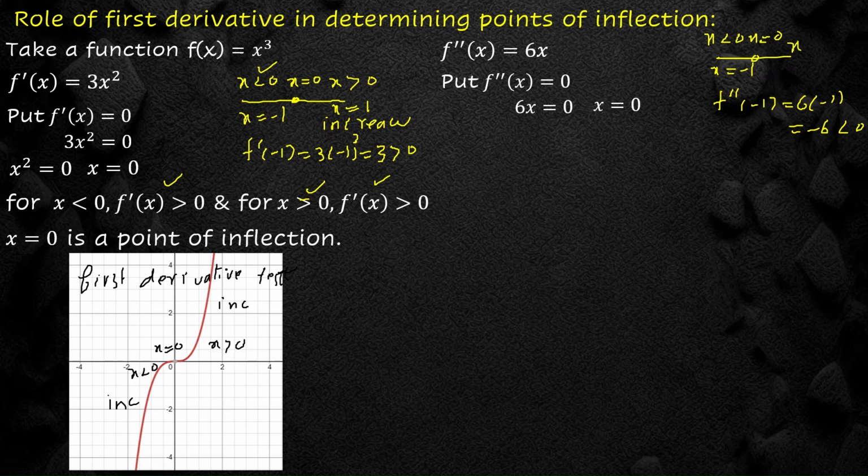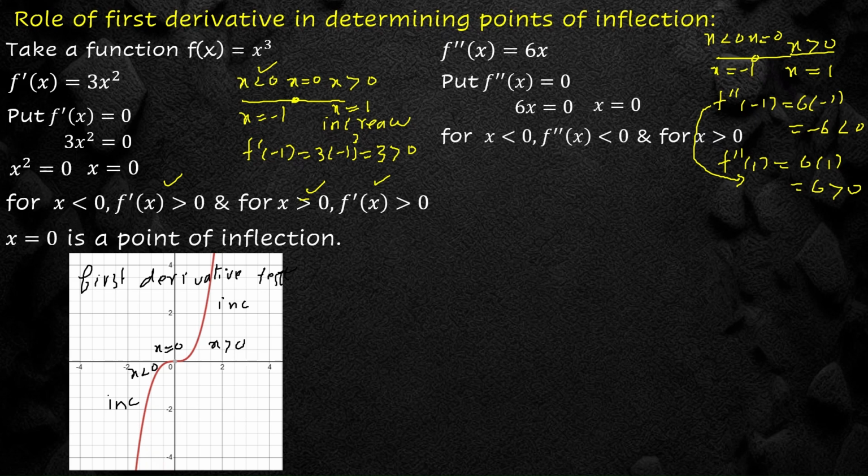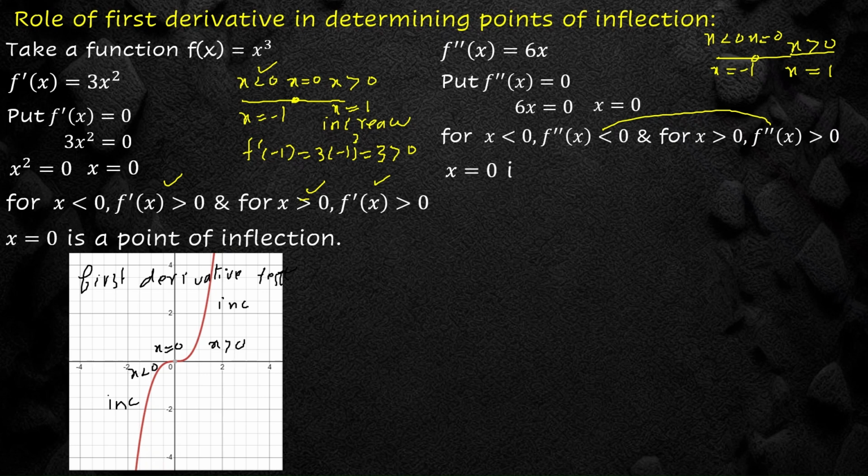And now we go towards the right of 0, x greater than 0. We take a point x is equal to 1 in this region. f double dash 1 is equal to 6 into 1, which is 6, which is positive. That is, the second derivative has changed from negative to positive. That is, the sign of the second derivative is changed. Therefore, x is equal to 0 is a point of inflection.